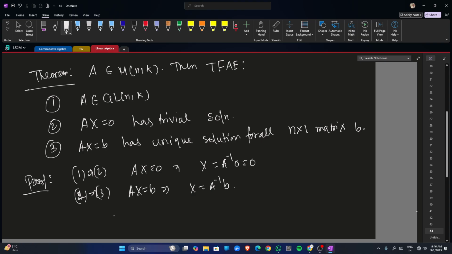AX equal to 0 has only the trivial solution. That implies that AX equal to B has a unique solution. How to show that? Invertible has a unique solution. How to prove this?